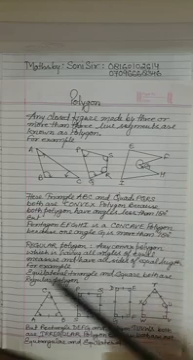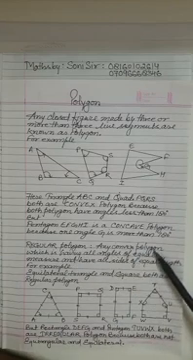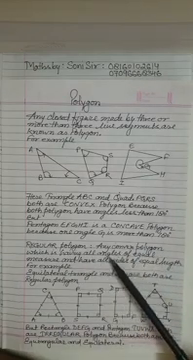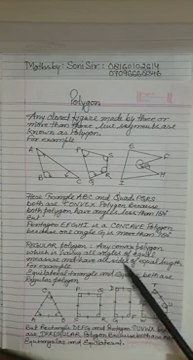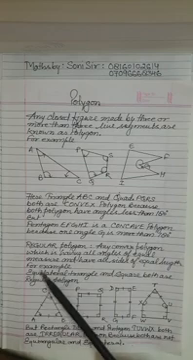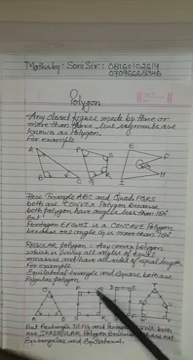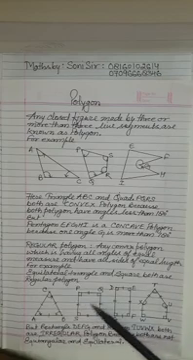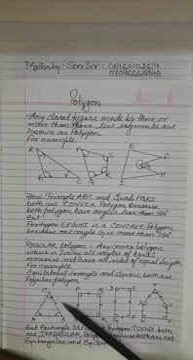Now, what is a regular polygon? Any convex polygon which has all angles of equal measure and all sides of equal length. For example, an equilateral triangle and a square. In a square all angles are 90 and sides are equal. Similarly, in an equilateral triangle all angles are 60, 60, 60 and 3 sides are equal.